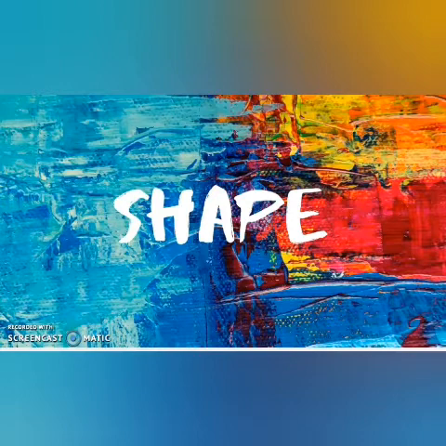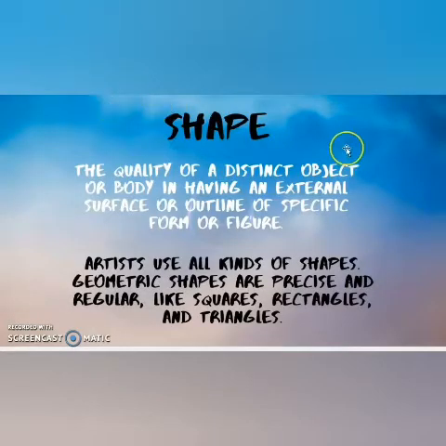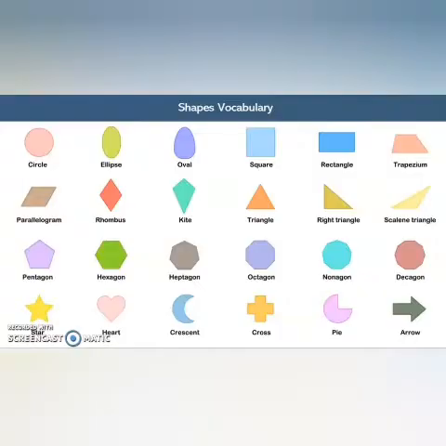Do you have any idea what a shape is? Okay, a shape is the quality of a distinct object or body in having an external surface or outline of specific form or figure. Artists use all kinds of shapes. Geometric shapes are precise and regular, like squares, rectangles, and triangles. Now, these are some examples of shapes.